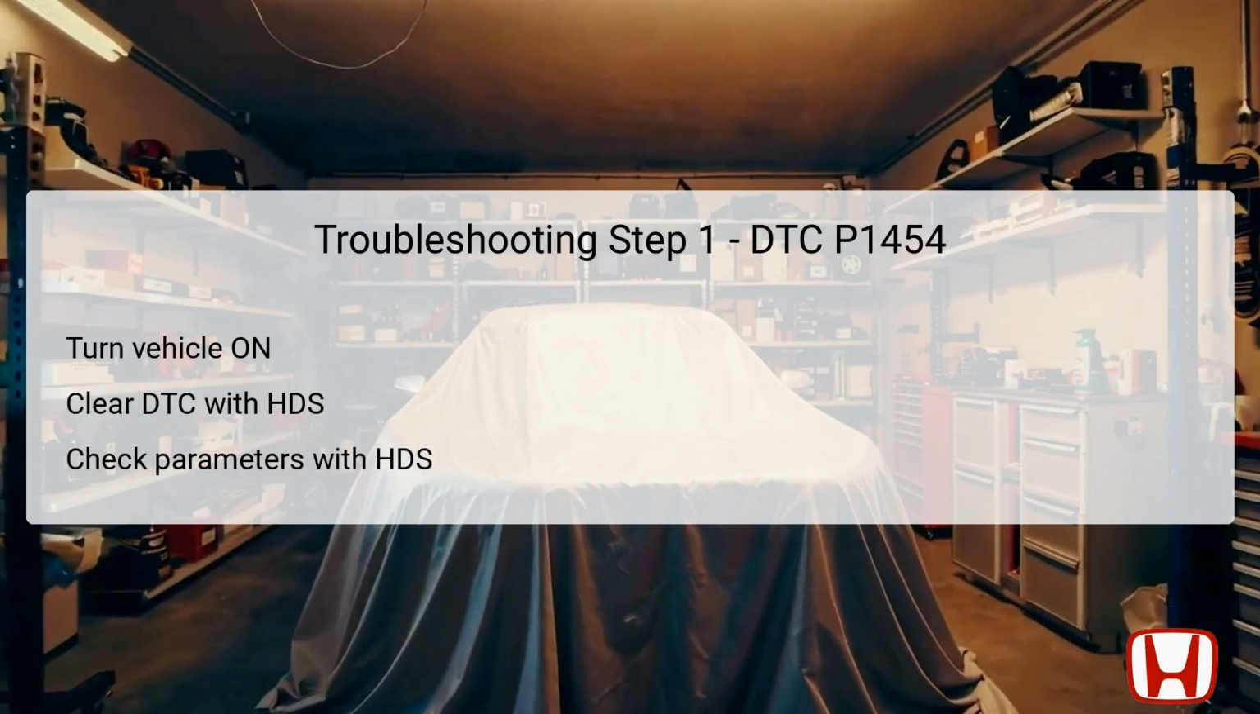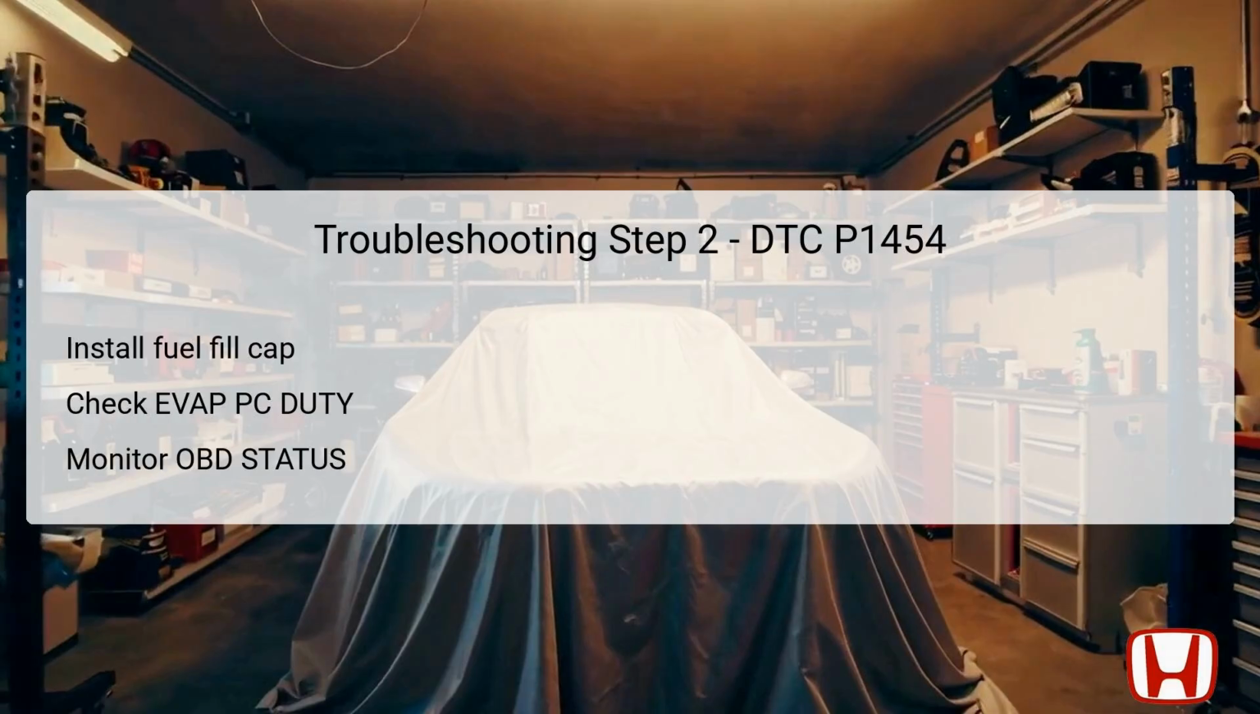After clearing the DTC, check the parameters related to the FTP sensor with the HDS. It's essential to verify if the conditions fall within the specified threshold of -0.67 to 0.67 kilopascals. If the current conditions match the threshold, proceed to Step 2. Otherwise, move to Step 5 for further investigation.